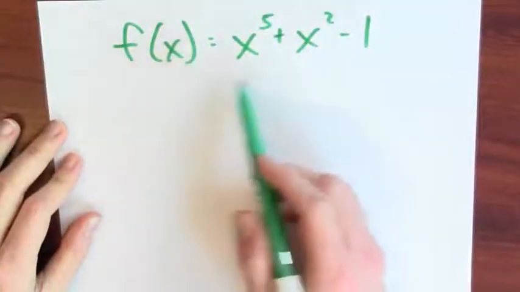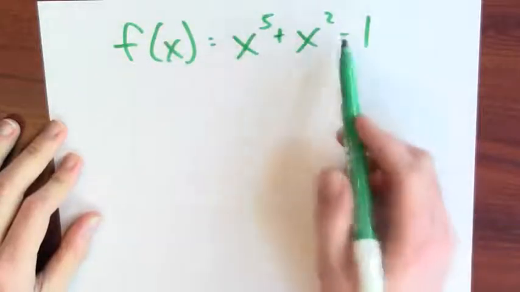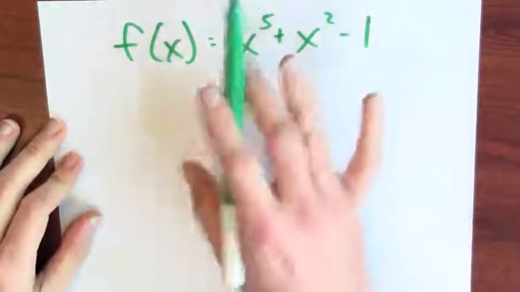Just for fun, I'd like to know a root of the polynomial x to the fifth plus x squared minus 1. So here's the function where I want to find a root, right? I want to find some input that makes this function equal to 0. What do I know about this function?